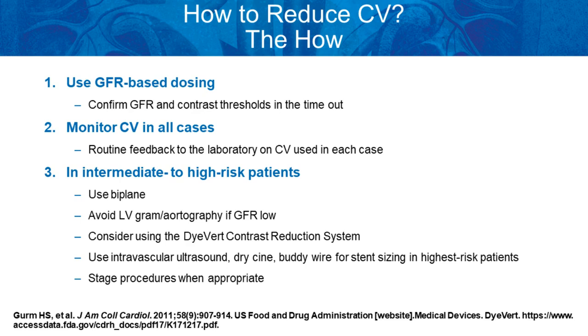In patients that are high risk or intermediate risk, you can use other strategies. So first and foremost, you should almost always avoid an LV-gram or an aortogram in these patients because you can get the information using other means. You can use an echo, you can use MRIs, you can use non-contrast CT scans. You can use other methods that will give you the same information. In the Cath lab, we find biplane to be a very useful tool. And recently, we've started using the DyeVert system.